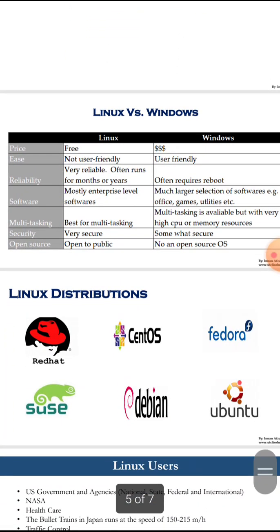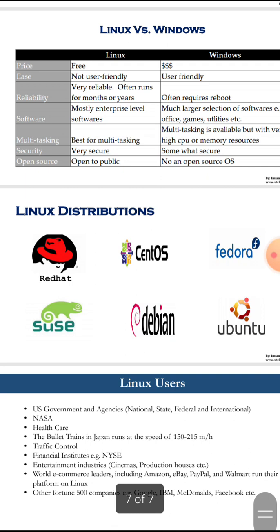Below listed are the distributions of Linux. These are the multiple versions, or we can call them flavors. Red Hat, CentOS, Fedora, SUSE, Debian, Ubuntu. Other than that, we have Kali Linux, which is mostly used for ethical hacking and similar things. The most recent and efficient version of Linux is Pop OS. It is much more efficient than the previous ones, and it's still not widely used, but it's about to become widely used.